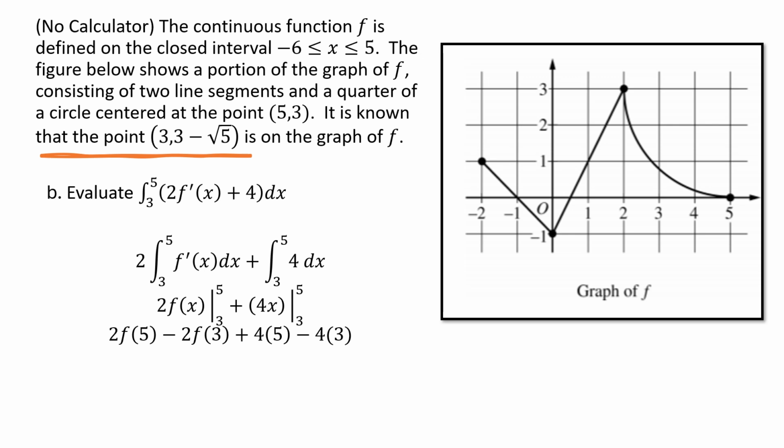Plugging in my bounds, I get 2f of 5 minus 2f of 3, and then plugging in on the other side, I have 4 times 5 minus 4 times 3. Simplifying that out and using my picture, I have 2 times f of 5, because from the graph, I know f of 5 is 0. So 2 times 0 would give me 2 times f of 5. And then minus 2 f of 3.